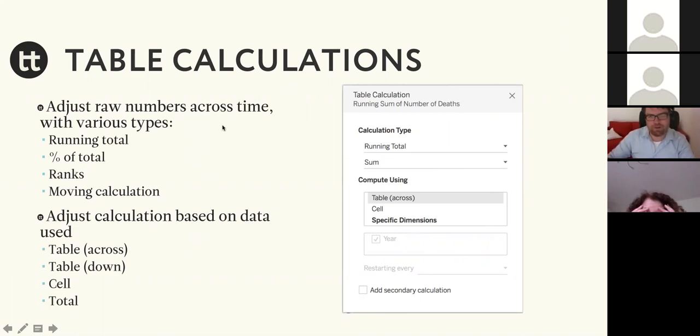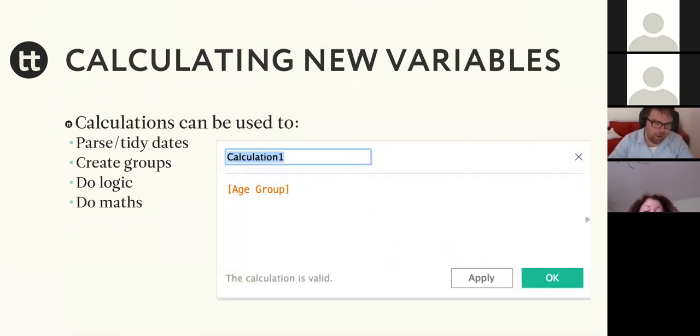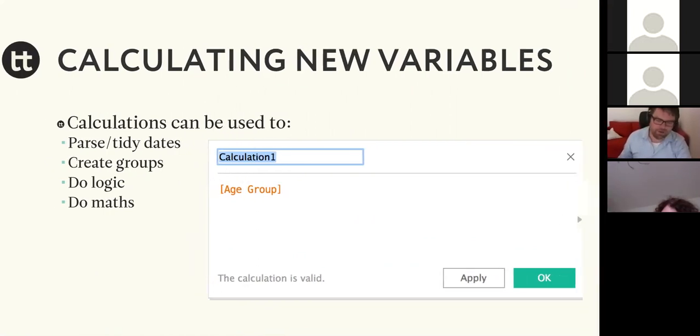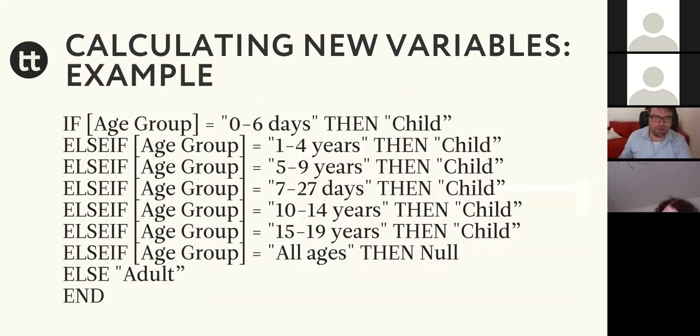I've gone over table calculations because I think those can be quite helpful. One of the other really powerful things that you can do is to calculate new variables. That can help you with tidying up your data, or to create groups, or to do logic on things, so saying if it's bigger than this, do this, or something else. And so one of the examples that I've done is an if-then calculation.